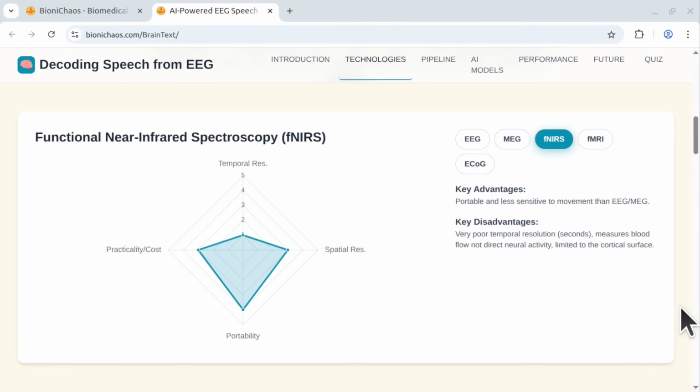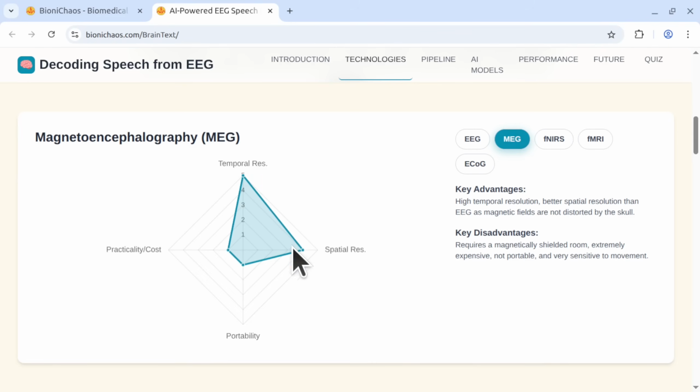Okay, now I'm confused. We haven't gone over MEG yet. Okay, can you cover the MEG just by itself? Certainly. Let's look at magnetoencephalography. MEG. Temporal resolution. MEG has high temporal resolution, indicated by the point being at the outermost part of the axis.